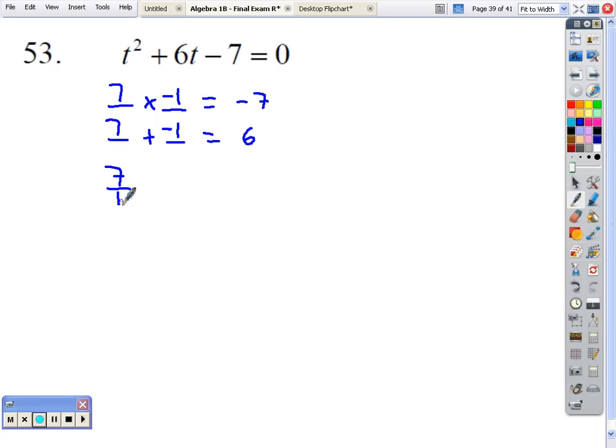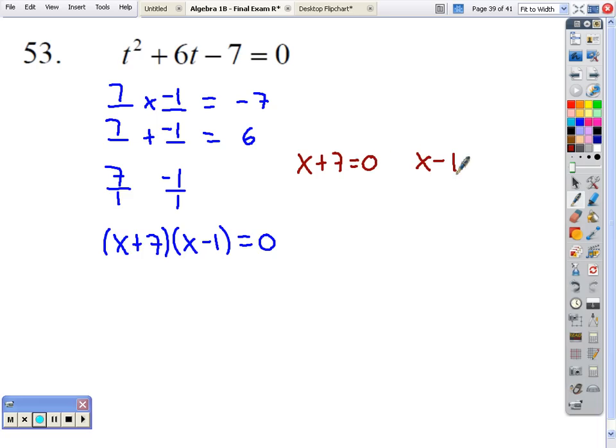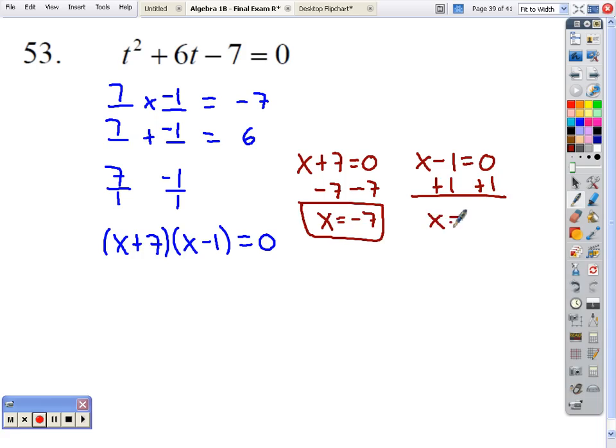And again, I put these over a, which in this case is still 1. So that gives me x plus 7 and x minus 1 is equal to 0. Just like the previous problem, I now have to solve them for 0, so I solve them separately: x plus 7 equals 0, and x minus 1 is equal to 0. We're going to subtract 7 from each side, and I get x is equal to negative 7. Then I'm going to add 1 to each side, and I get x is equal to positive 1. Okay, and those are my answers for number 53.